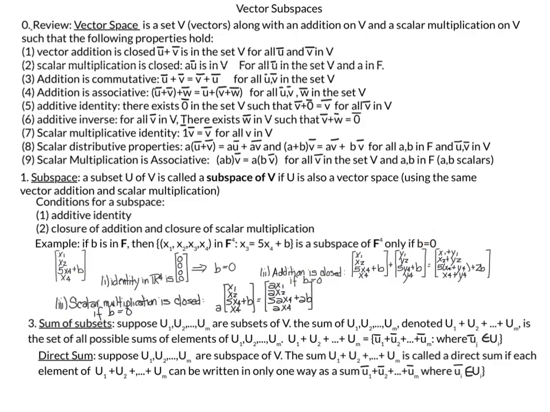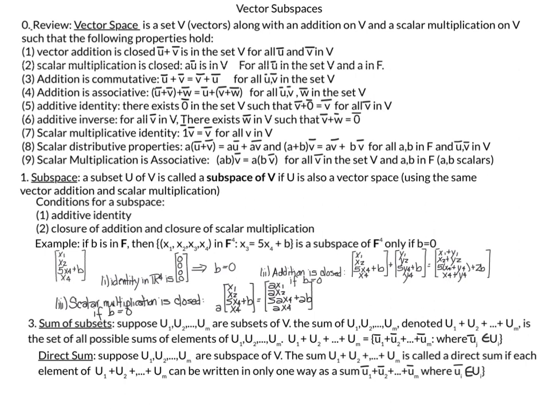We want to verify that this is a subspace of F^4 only if b equals 0. Here I've written out what our subset looks like. It has a first coordinate of x1, a second coordinate of x2, our third coordinate is equal to 5x4 plus a constant b, and then x4 is our last coordinate.